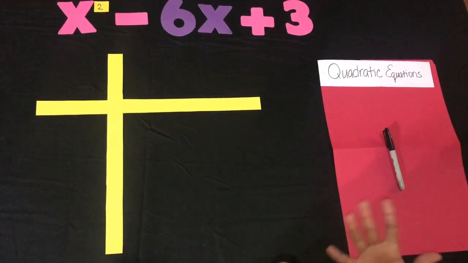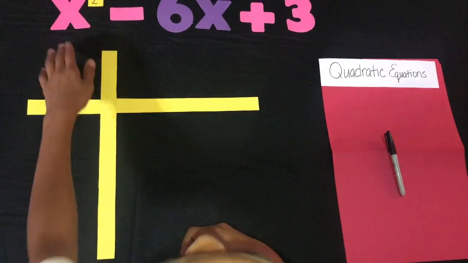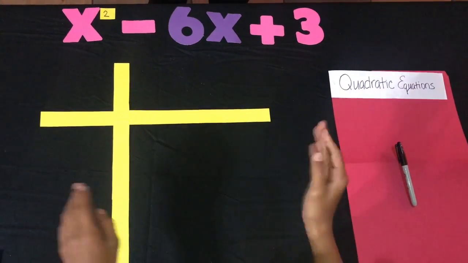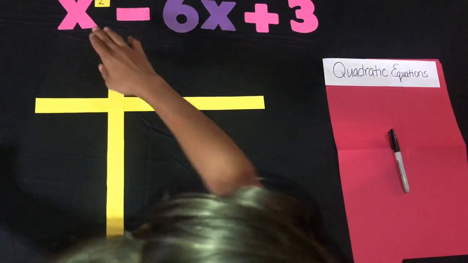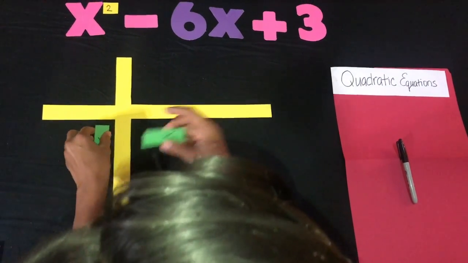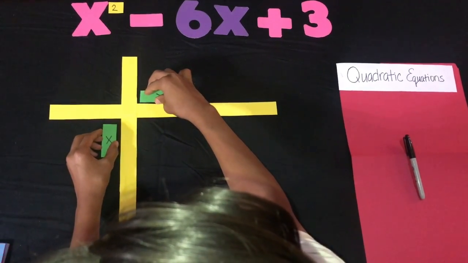Okay guys, for the last problem today, I will be presenting a quadratic equation. Today's problem is x squared minus 6x plus 3. So let's get to it. So our first step will be to basically divide this into 2 x's. So we're going to place 1 on the bottom left and 1 on the top right. So let's get that there.